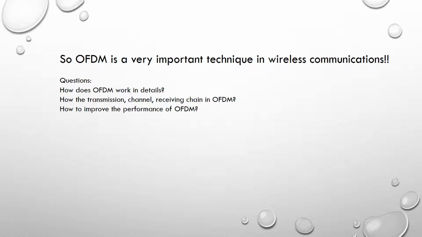So OFDM is a very important technique in wireless communications. Now I have three questions. How does OFDM work in detail? How does the transmission and receiving chain work in OFDM? And how can the performance of OFDM be improved?